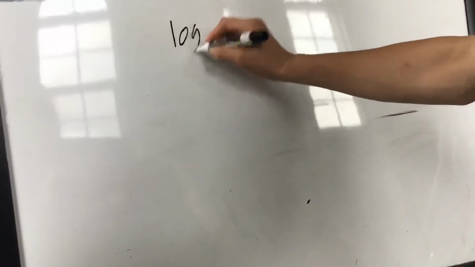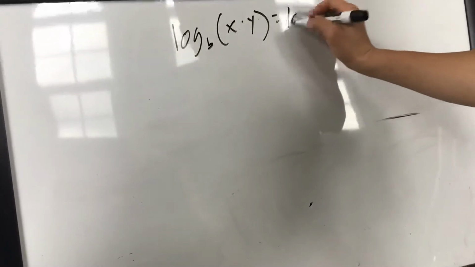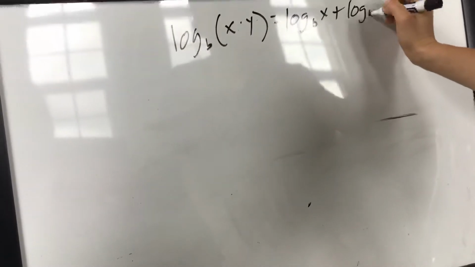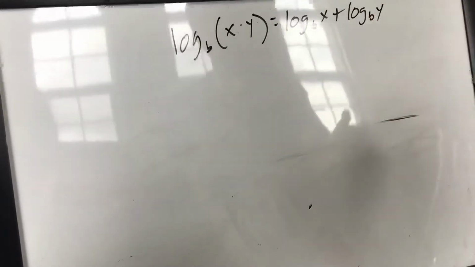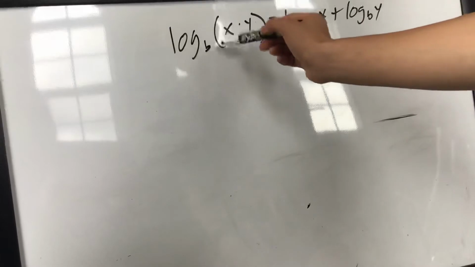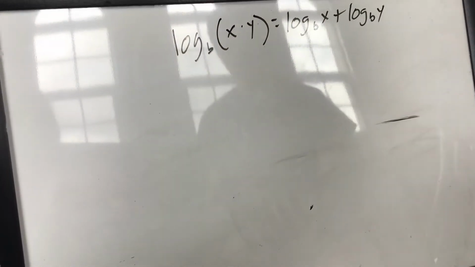So log b of x times y is equal to log b x plus log b y. And notice this is converse, so if you have this and they want you to turn it into something that's multiplied by each other, go to this one, and conversely. So just a real world example to explain this one.